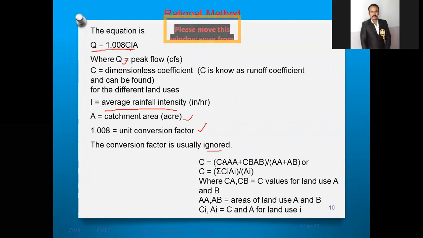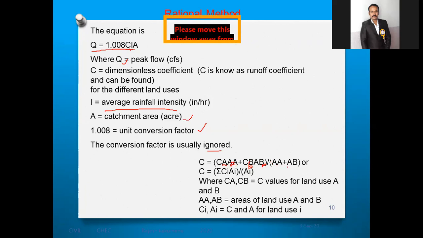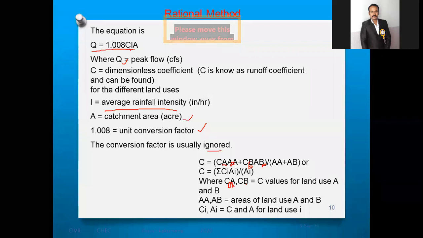Sorry, it is a small a here. This is a small a, this is a small b. Now, whenever we have 3 or 4 areas, C is equal to the coefficient of A into area A plus the coefficient of B into area B, divided by the total area. Or you can write the formula with a total sigma.